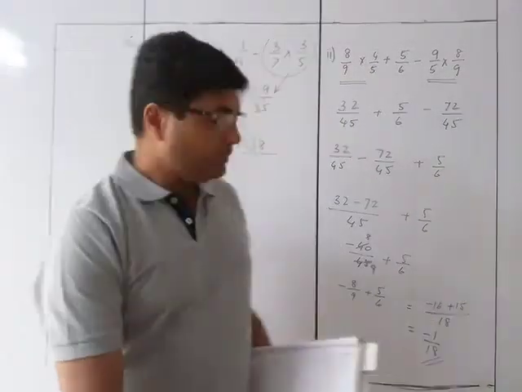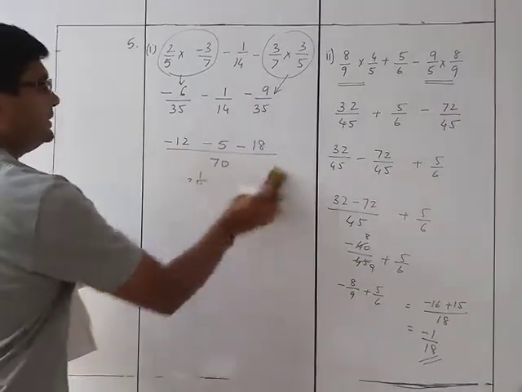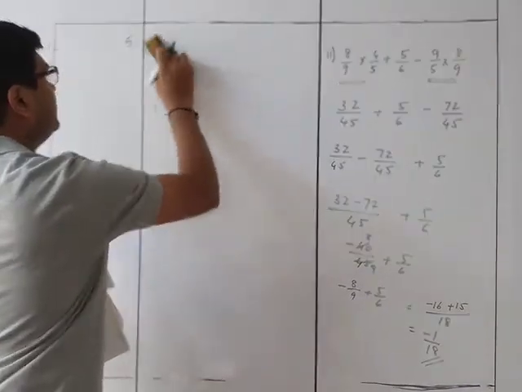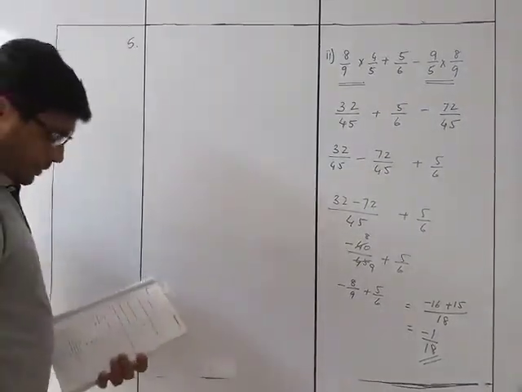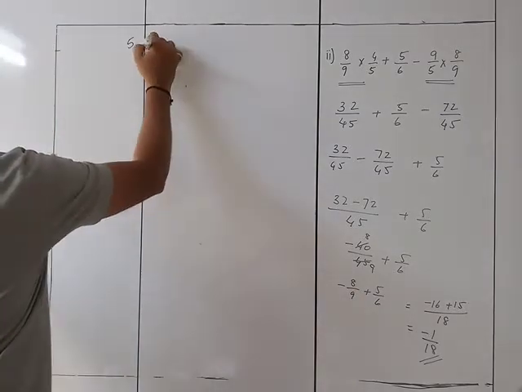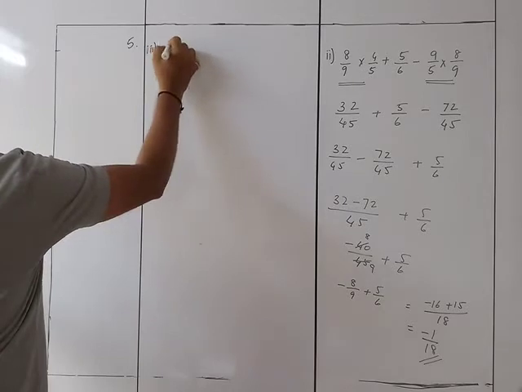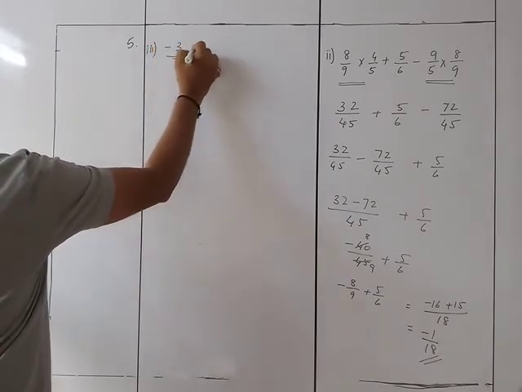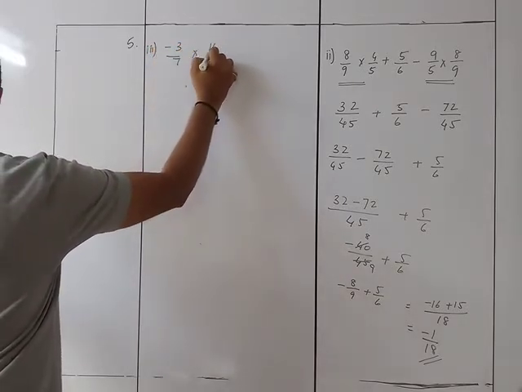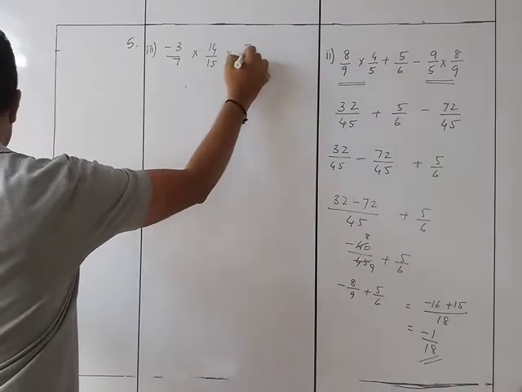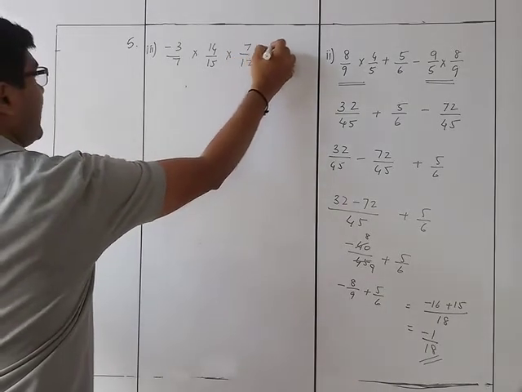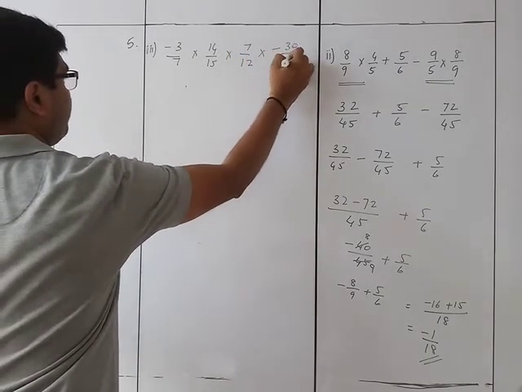Okay, the next one we see is sum number 3. In sum number 3, we have got minus 3 upon 7 into 14 upon 15 into 7 upon 12 into minus 30 upon 35.